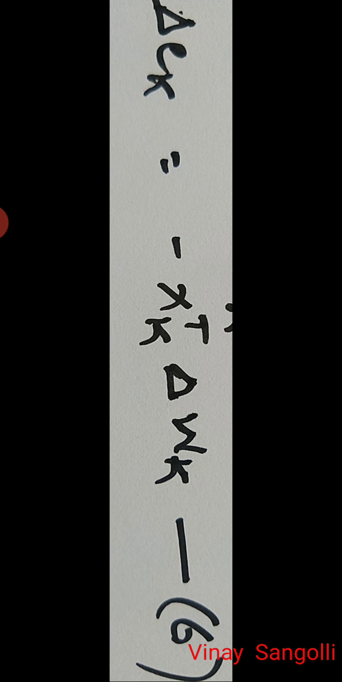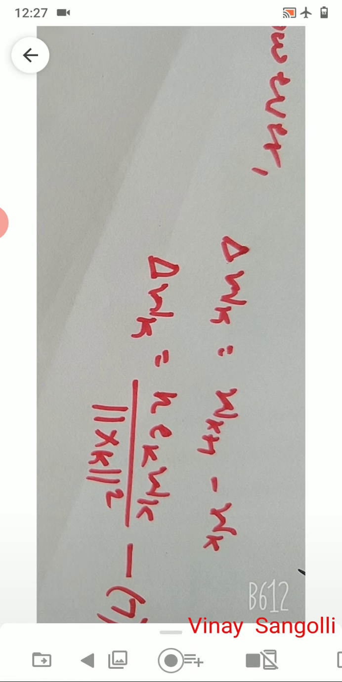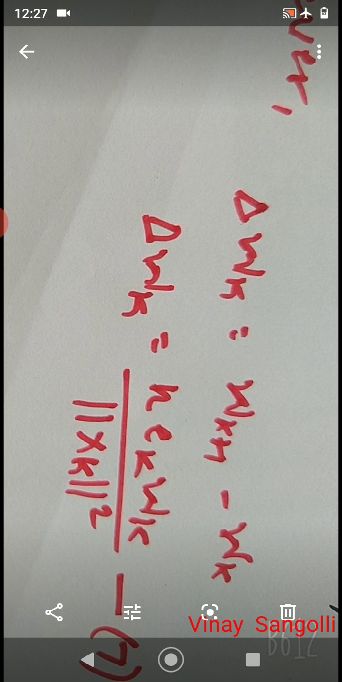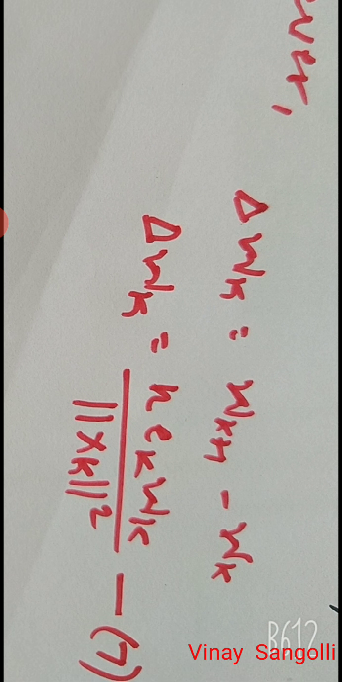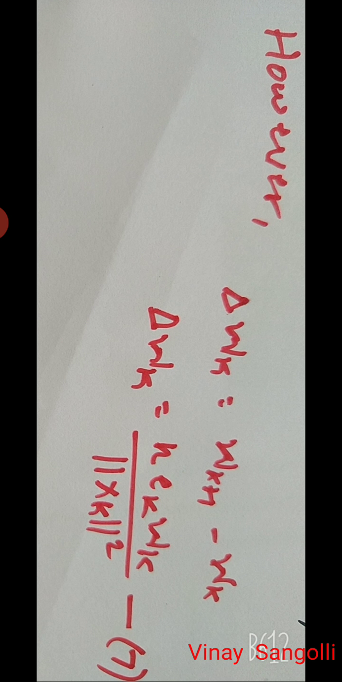Now, however, we also know that delta of w of k is nothing but w of k plus 1 minus w of k. So if you observe here, delta of w of k is nothing but the next weight updation minus the previous weight. And we already know the value of our delta of w of k.